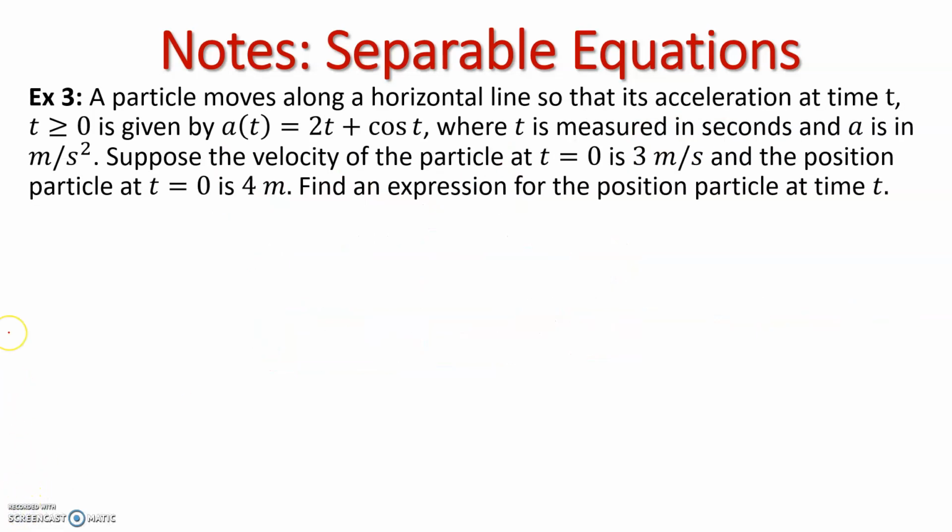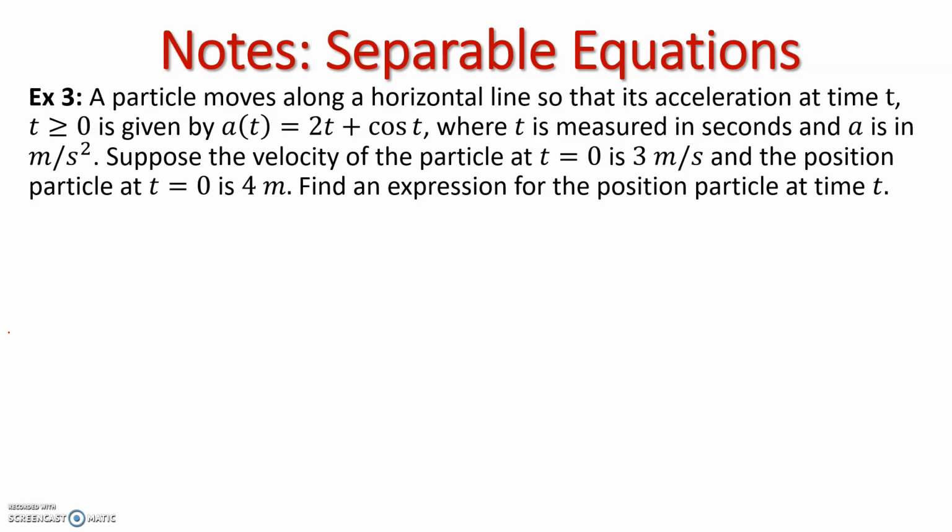All right, our last example. Example 3. A particle moves along a horizontal line so that its acceleration at time t, when time is greater than 0, is given by a of t as 2t plus cosine of t, where t is measured in seconds and a is in meters per second squared. Suppose that the velocity of the particle at time 0 is 3 meters per second, and the position of the particle at time 0 is 4 meters. Find an expression for the position of the particle at time t.